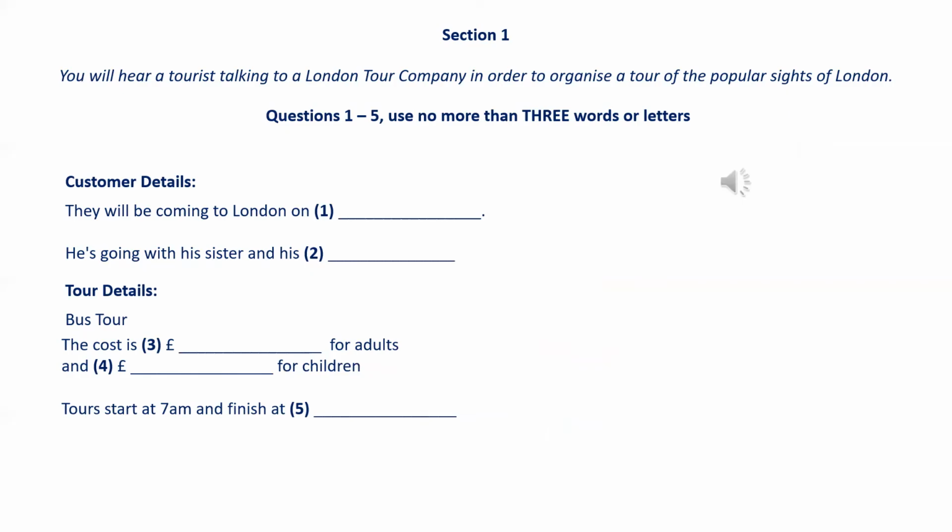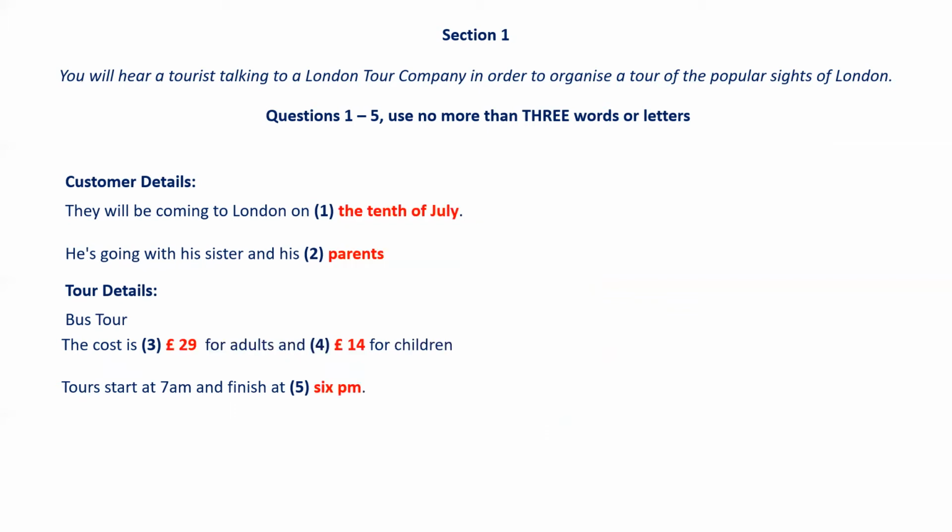So how did you get on with the exercise? Could you find the answers? Let's review them. So customer details, they will be coming to London on the 10th of July. He's going with his sister and his parents. The cost is £29 for the bus tour and £14 for the children. The tours start at 7 a.m. and finish at 6 p.m.